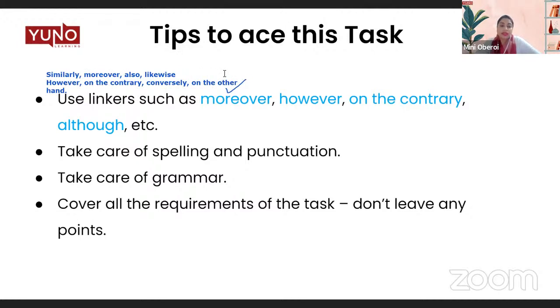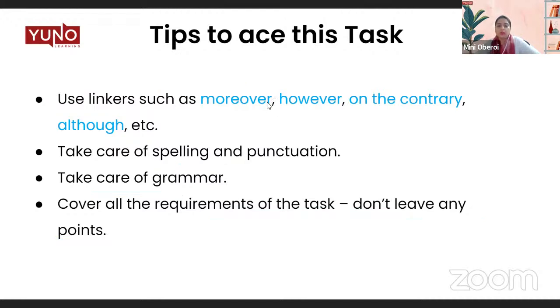Then remember to take care of your spellings. Whenever you feel that you are making a spelling error, replace the word. It is always advisable to use another word rather than making a spelling error. Then take care of your grammar. You should use complex and compound sentences when you write something. Now, complex sentences, of course, what are they? That can be taught to you in the coming sessions. And you should cover all the requirements of the task. Don't leave any points. You should not leave anything uncovered.